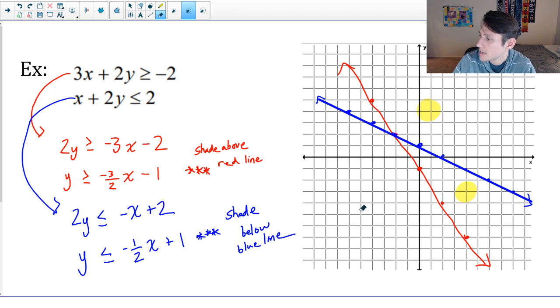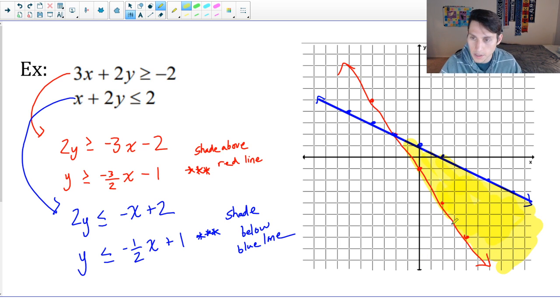And then I also want to shade below the blue line. So out of these 2 options, the only one that's below the blue line is this one. So that one's gone. Oh wait, so this I actually want to shade. So there we go. So that's something that you did back in 1B, right, of shading the inequality.